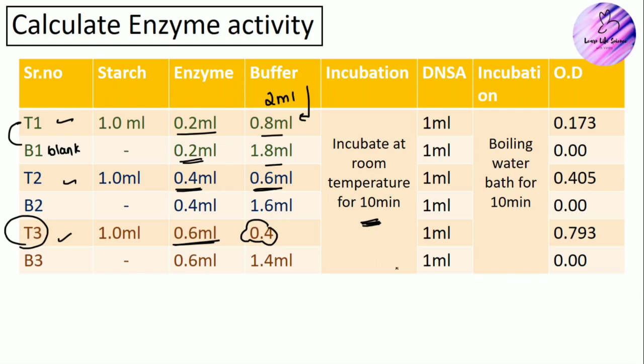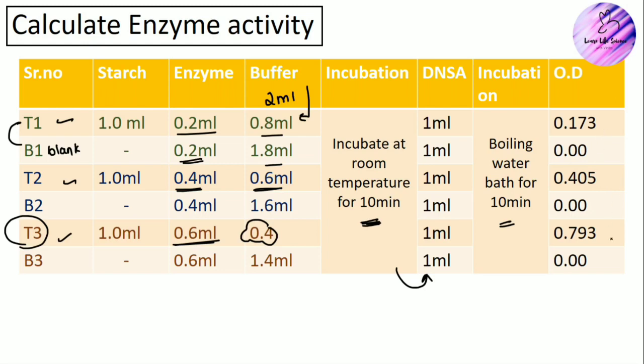After the reaction, we are going to add 1 ml of DNSA in each test tube, including the blank. The maltose is going to reduce the dinitrosalicylic acid, and it is going to convert the orange color into red color, which is your final end product. After adding DNSA, you will have to keep it in a boiling water bath for around 10 minutes so that the red color will appear after the reaction, and then you will have to take the absorbance.